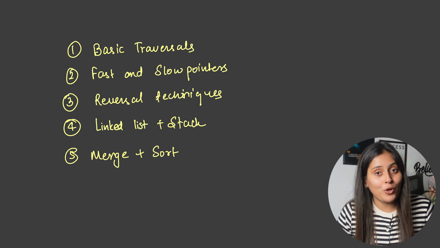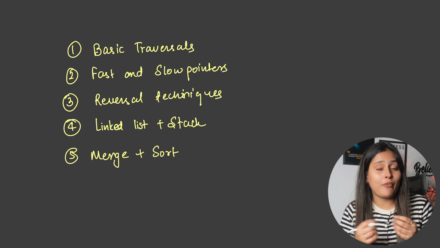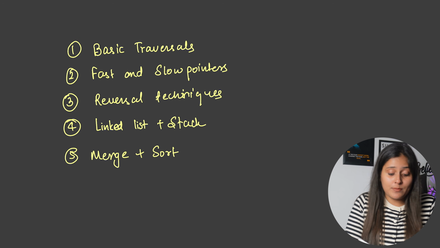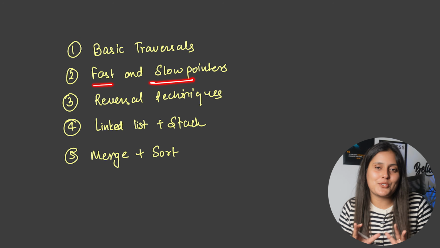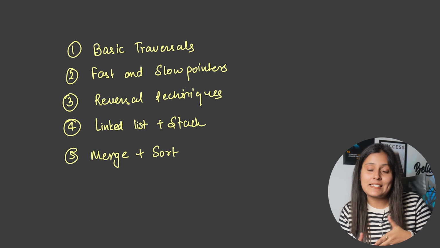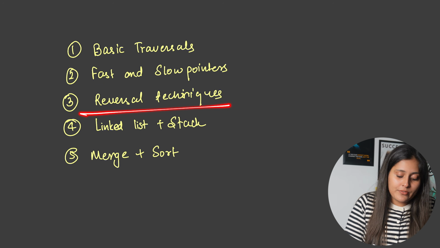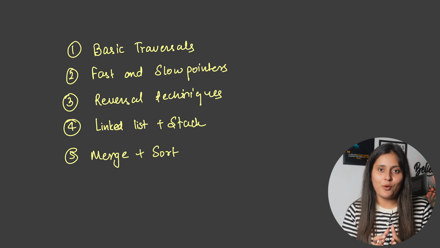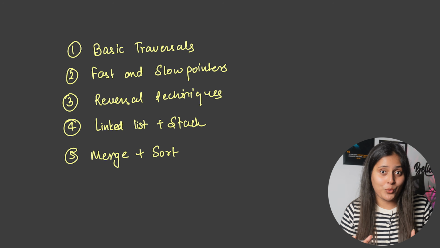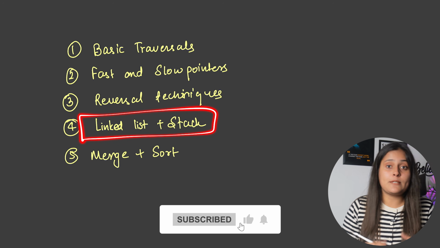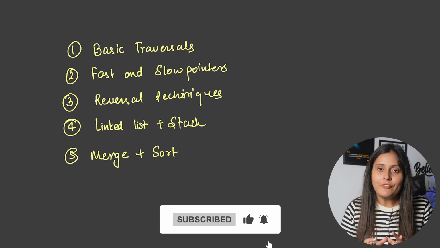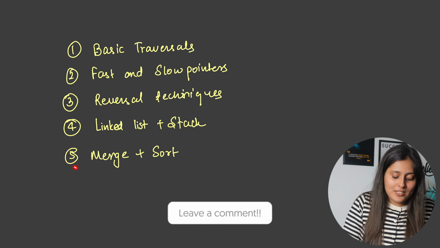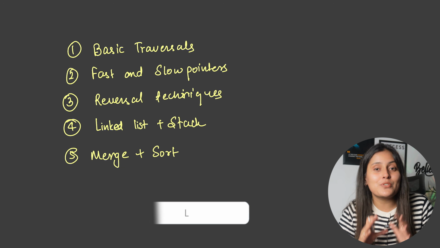So that was all about the whole video. In this video, we learned what a linked list is and why it is important. Then we saw the basic traversals in the linked list. After that, we learned about the fast and slow pointer and how it helps us calculate the middle of the linked list and detect a cycle. Then we learned about the reversal technique with the help of 3 pointers, how we reverse the linked list, and how many different problems we can approach with it. Next, we learned about linked list plus stack, and why we use a stack when we already manipulate the linked list. And last, we learned how to merge linked lists and how to sort them.